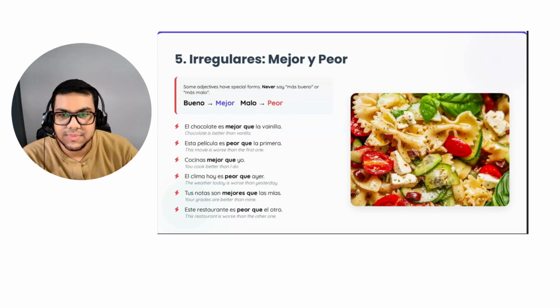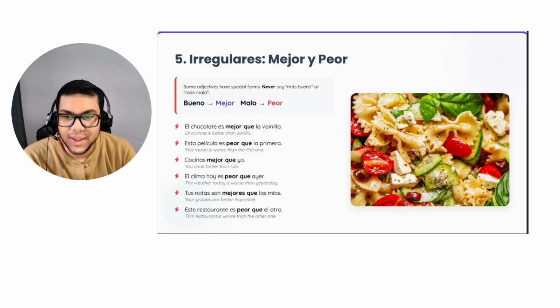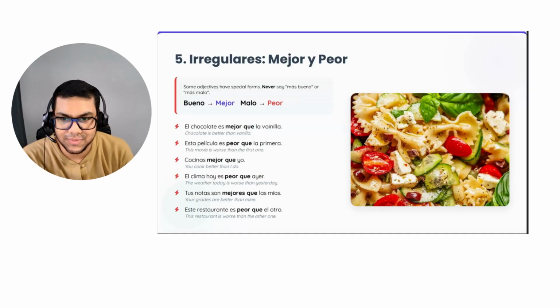So we have some irregulars, as with everything else. Bueno changes to mejor. So bueno means good, and in English we don't say gooder, we say better. And bad, we don't say badder, we say worse. So here you're seeing mejor and peor. Okay? El chocolate es mejor que la vanilla. So chocolate is better than vanilla.